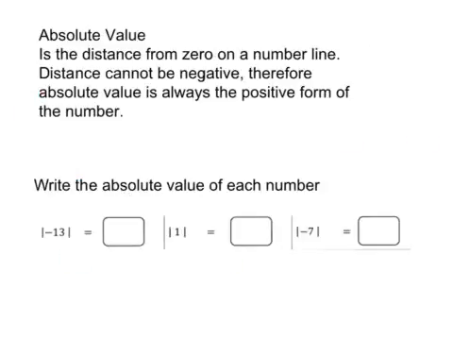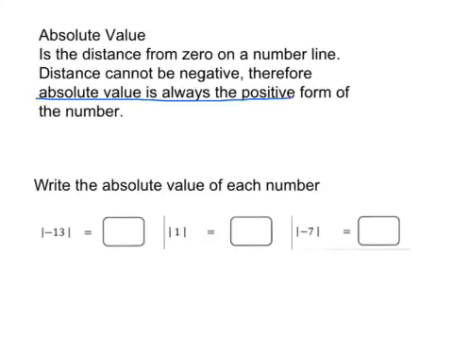Now let's look at absolute value. Absolute value is the distance from 0 on a number line. So again, you're going to think about that number line. Distance cannot be negative. Therefore, absolute value is always the positive form of the number. It's basically saying that any number, whether it's positive or negative, when you're finding the absolute value, it will always end up being positive because absolute value is distance, and you can't have a negative distance. Even if you go backwards, you're still going the same amount of distance.